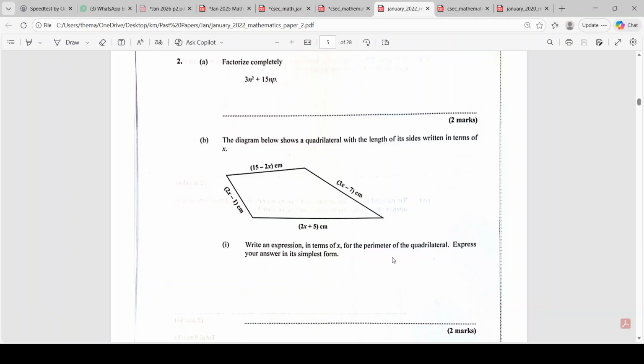Right, so January 2022, question 2. Factorize completely 3n squared plus 15np. So this is HCF, right? We could see a common factor there. The common factor is what? 3n. So we factorize that out, 3n. When you divide this by 3n, you remain with n plus, you divide 15 by 3, we get 5, and the n comes outside, so p. Right, 3n open bracket, n plus 5p.